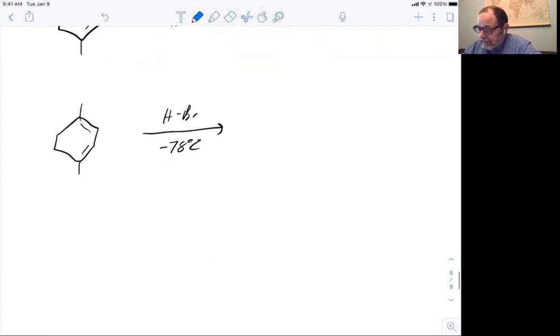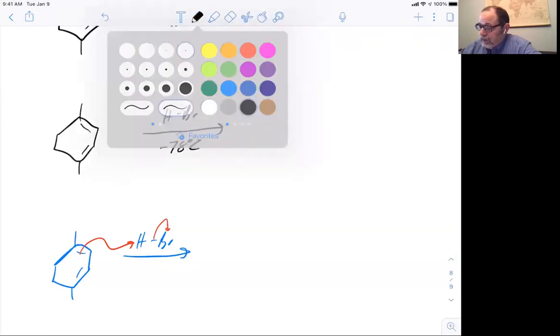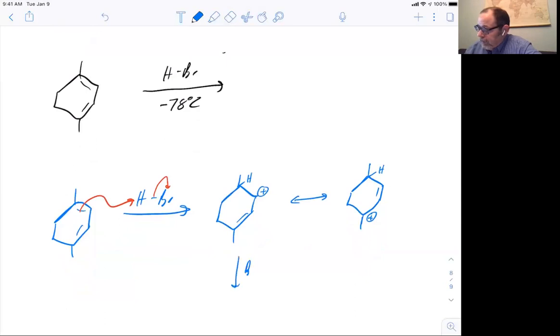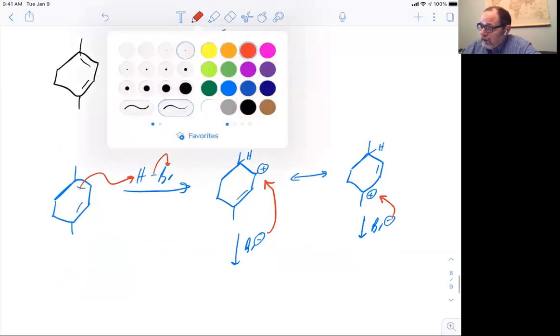I'm going to go ahead and start with the mechanism. Both of these are the same. I did that on purpose, so we can use the mechanism for both. First thing we do is get addition of the hydrogen. It gives me the carbocation, and then that can do resonance. Then my bromine can come in. So bromine attacked the carbocation, and that gives me my 1,2.